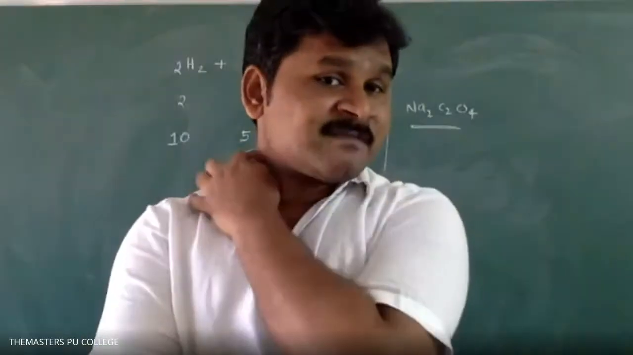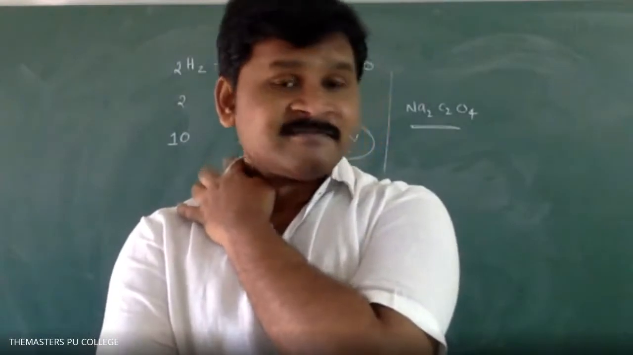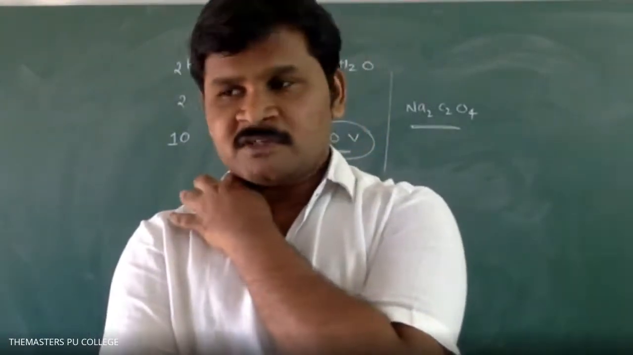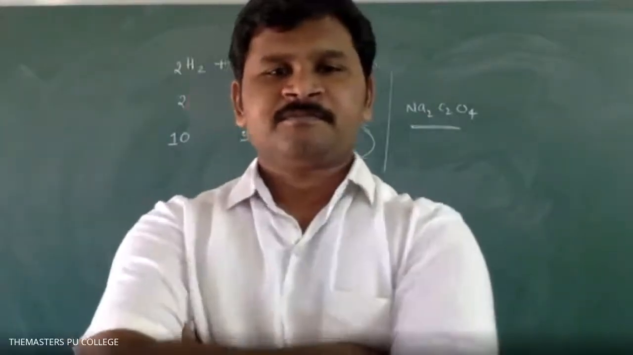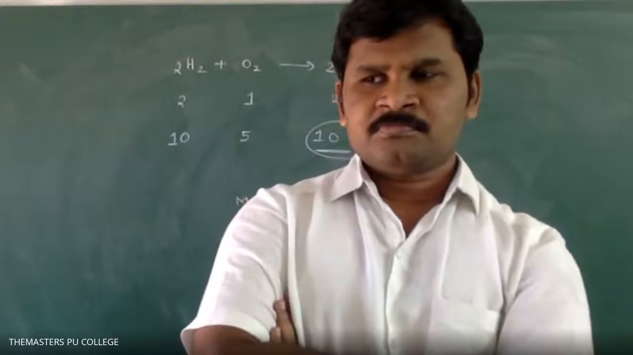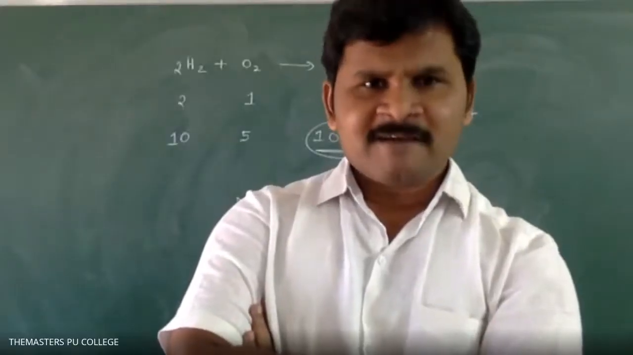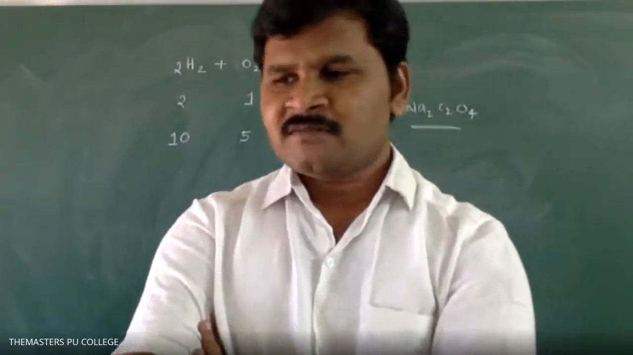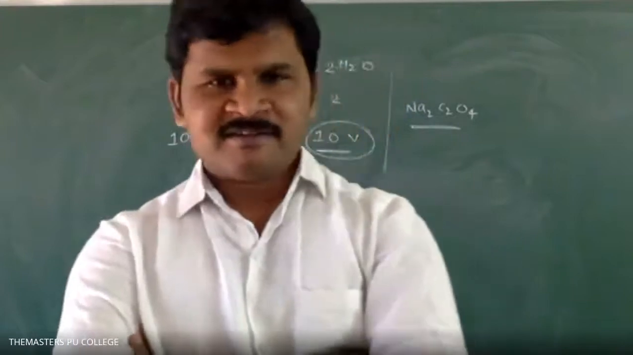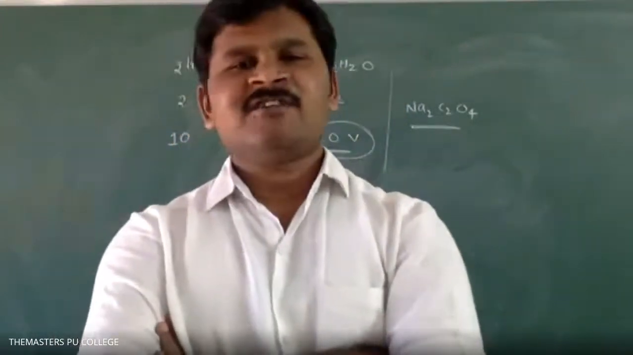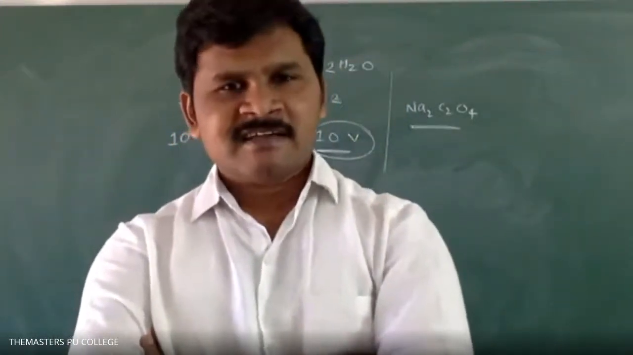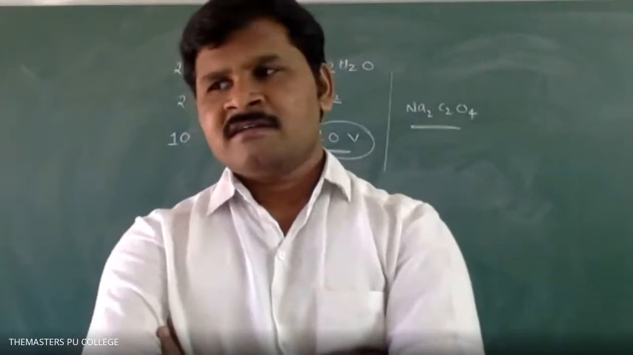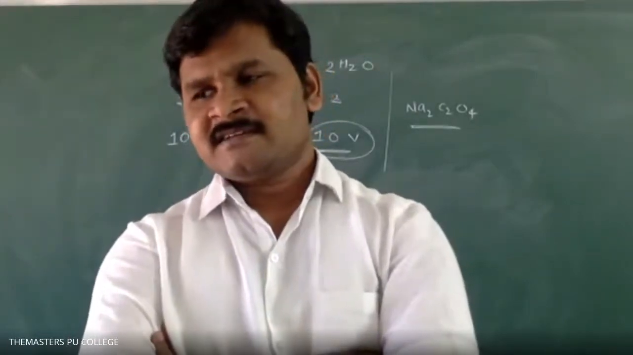H2SO4, what is V2? 30 or 20? 20. N2 is equal to 0.5, that is 1 by 2. The calculation becomes simple. Next, HNO3, V3 is equal to 30. N3 is equal to 1 by 3.